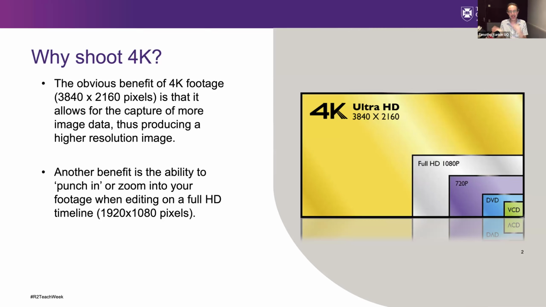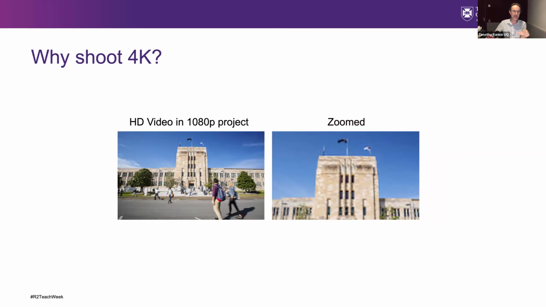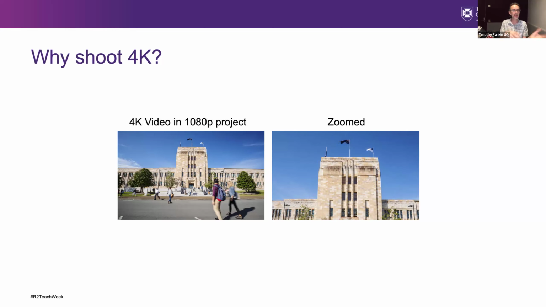But then when you go to edit it, you edit it at a smaller full HD size. The reason being, and this is a really good example here, is that if you just filmed at HD size and then wanted to zoom into the footage a little bit, you can do that, but you lose a lot of quality and get really blocky footage. But if you film in 4K and bring it into a lower resolution timeline of 1920 pixels wide by 1080 pixels high, which you've probably seen as 1080p or full HD, you can zoom in on that 4K footage and still retain a lot of the quality.